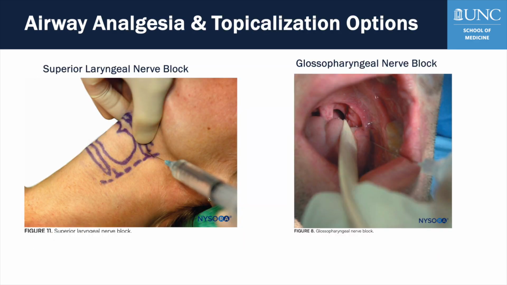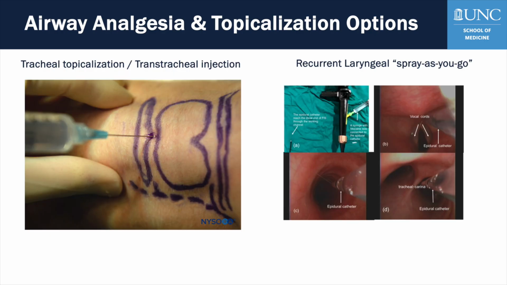Options to anesthetize the airway include targeted nerve blocks. The superior laryngeal nerve can be blocked by injecting local at the hyoid bone. The glossopharyngeal nerve can be blocked by injecting local at the base of the tonsillar pillar. Using a transtracheal technique, you can block the recurrent laryngeal nerve by injecting local through the cricothyroid membrane. Using a spray-as-you-go technique through the fiberoptic scope, you can also reach the superior and recurrent laryngeal nerves.